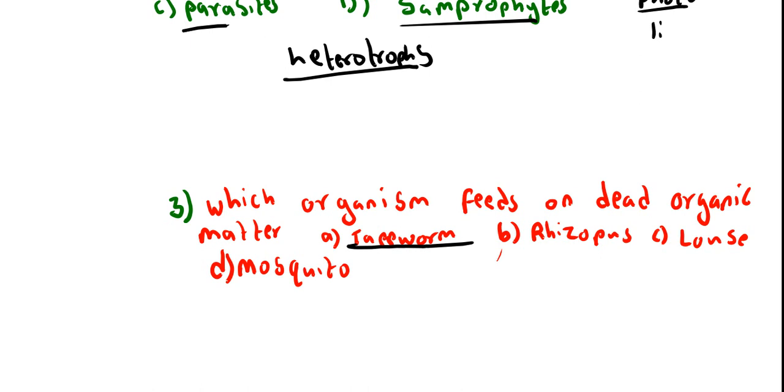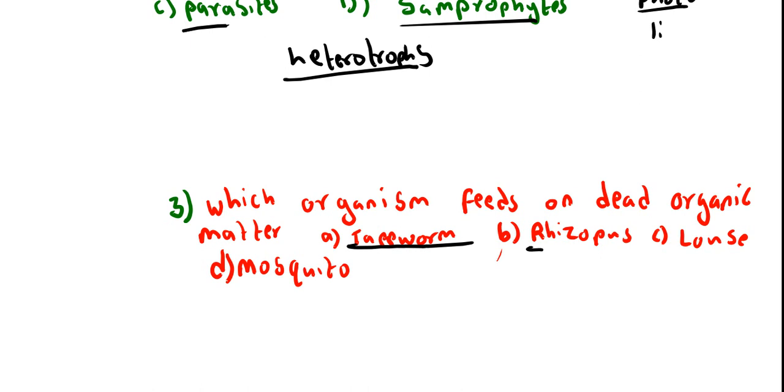Parasitic nutrition is where an organism known as a parasite lives and feeds off another organism called the host, and in most instances the host is harmed. An example of a parasitic organism is a tapeworm, because we have it in the MCQ. Others are lice and ticks. Those are examples of parasites.